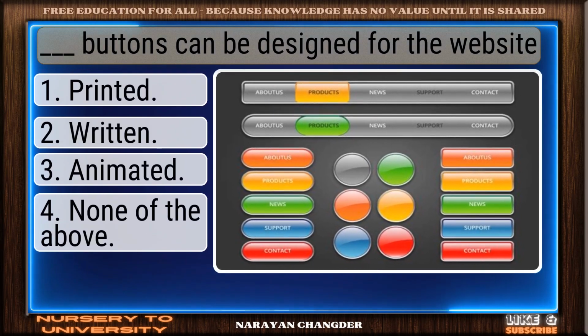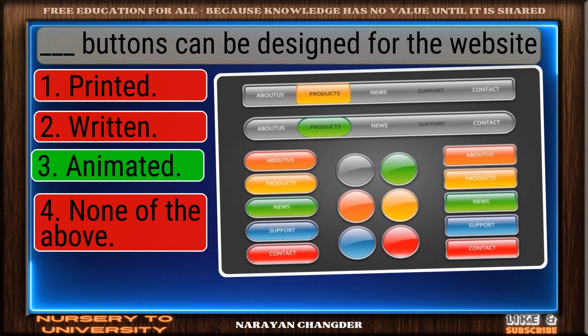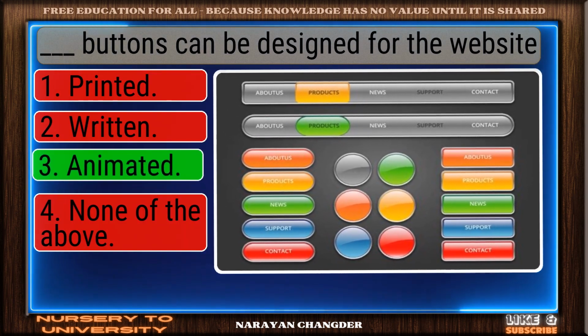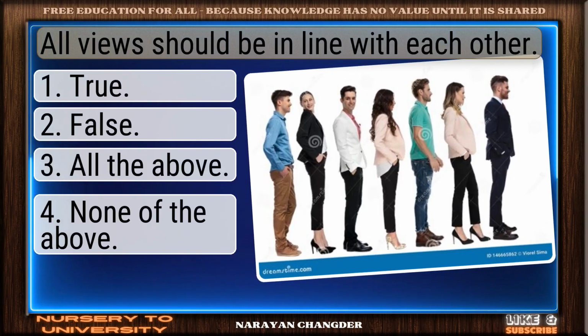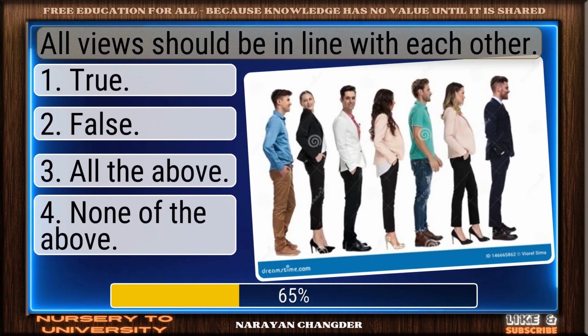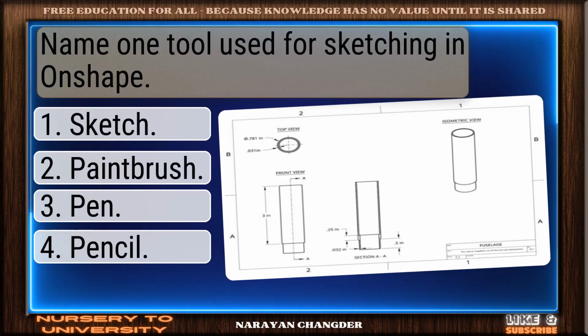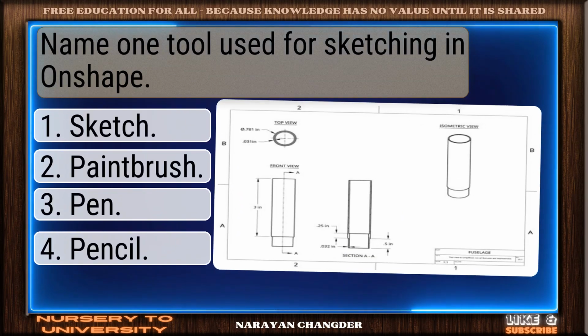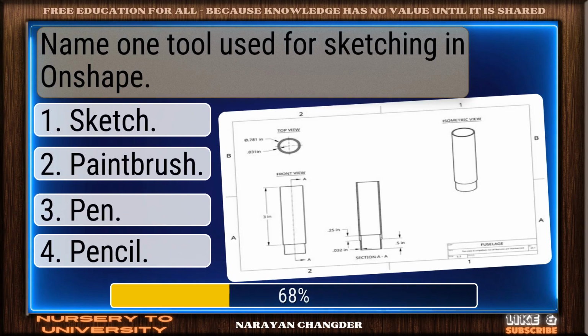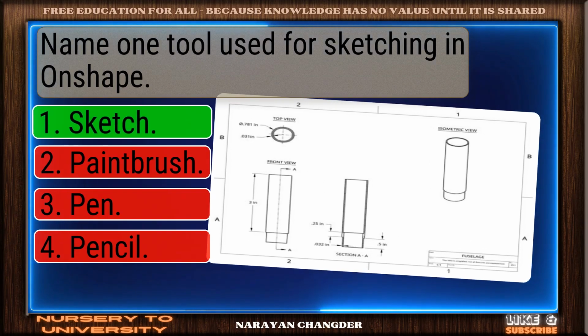Dash buttons can be designed for the website. Solid response. Animated is valid. All views should be in line with each other. You got it. True fits. Name one tool used for sketching in Onshape. Correct response. Sketch is accurate.